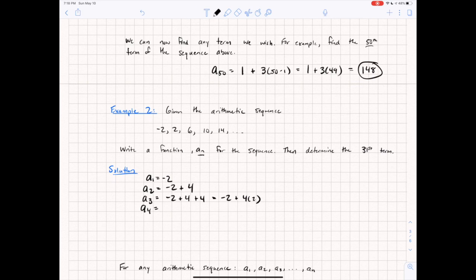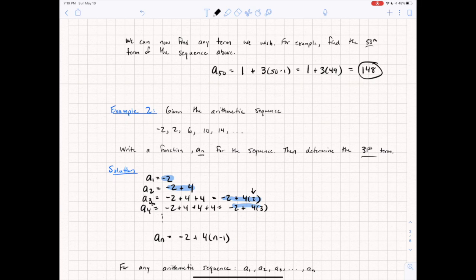For the fourth term, this added another 4, so negative 2 plus 4 plus 4 plus 4, which is negative 2 plus 4 times 3. And then another 4 is added, but we can see what the expression would be. The nth term can be found by doing negative 2 plus 4 times n minus 1. Again, notice the same pattern: this is negative 2 plus 4 times 0, negative 2 plus 4 times 1, negative 2 plus 4 times 2, etc., where what I'm multiplying with the 4 each time is 1 less than the actual index.